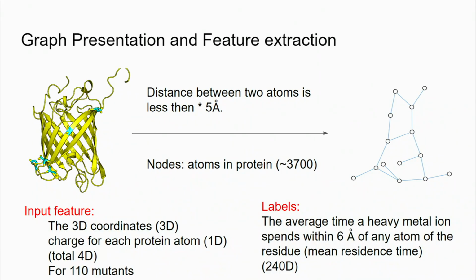For the input features, we don't want to put in a lot of features at first, so we just use the 3D coordinates and the charge for each atom. For the labels, we calculate the average time of the major ions spending within 6 angstrom of any atoms of each residue. So we get a 240-dimensional label for each protein. It's a multi-label task.